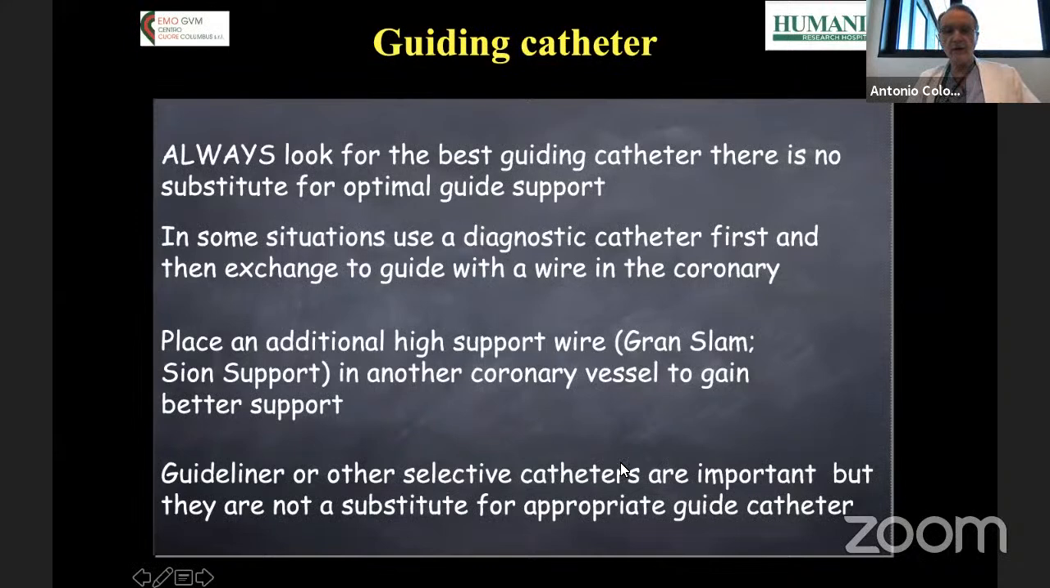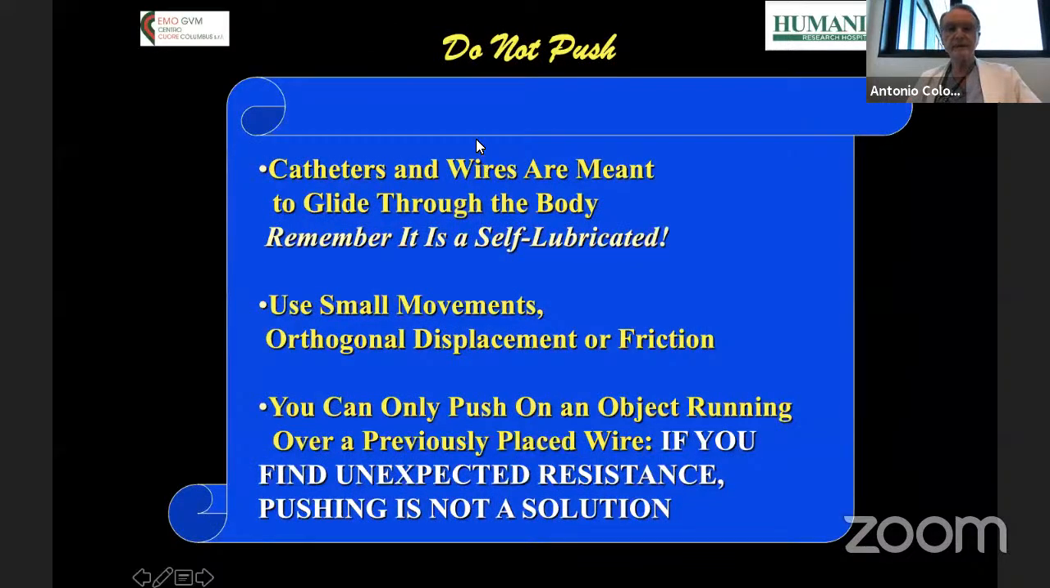Guide liner or other selected catheters are important, but they are not a substitute for an appropriate guiding catheter. We did PCI for 25 years without guide liners. So this doesn't mean that they are not useful, but they are not a substitute for a good guiding catheter. These next 3 or 4 slides have been taken from Jeff Moses. I keep them because they are really nice.